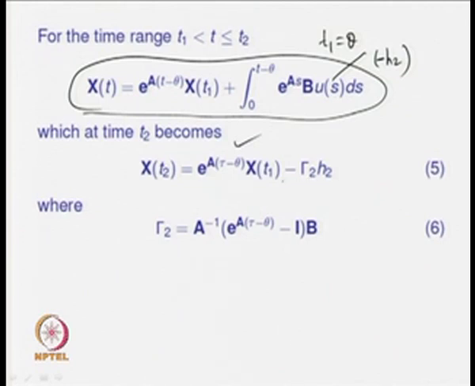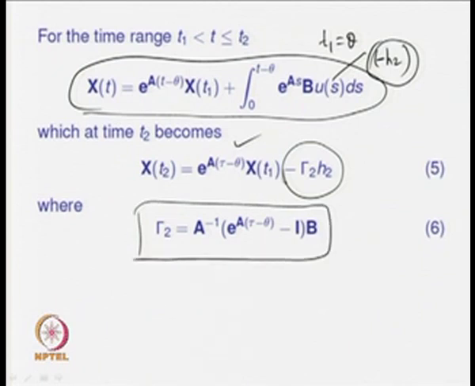Where is this minus sign coming from? It is due to the minus associated with the input to the system. So, the input is negative, therefore the second term becomes negative. Then gamma 2, like the earlier case, is found to be A inverse e to the power A tau minus theta minus I b.